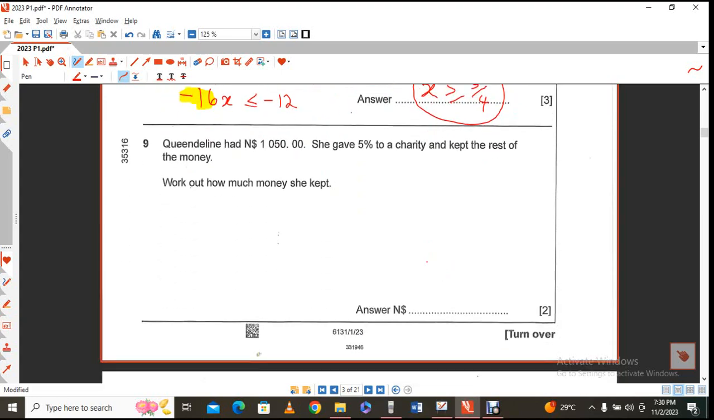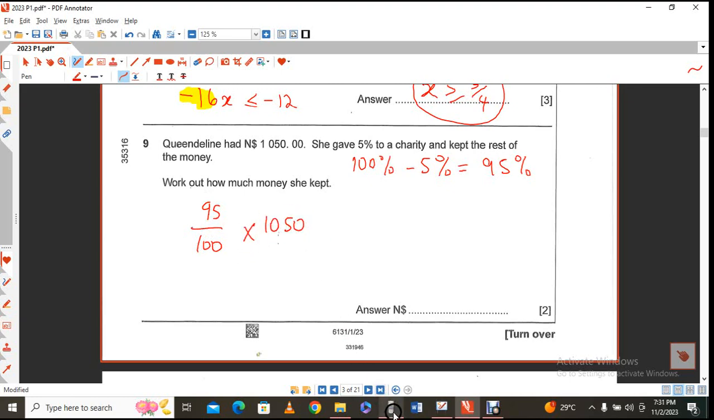Okay, question 9. It says that Gwendolyn had 1,050 Namibian dollars. She gave away 5%. When you give money away, I suppose that is a deduction of that percentage. There are many ways you can do this. They're asking what is the rest that she is keeping, so I know that it now represents 95% of 1050.